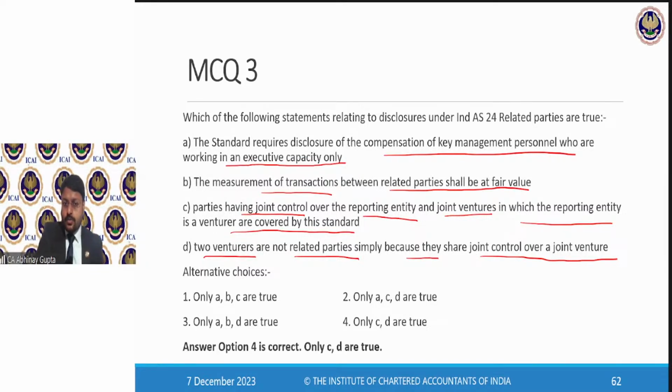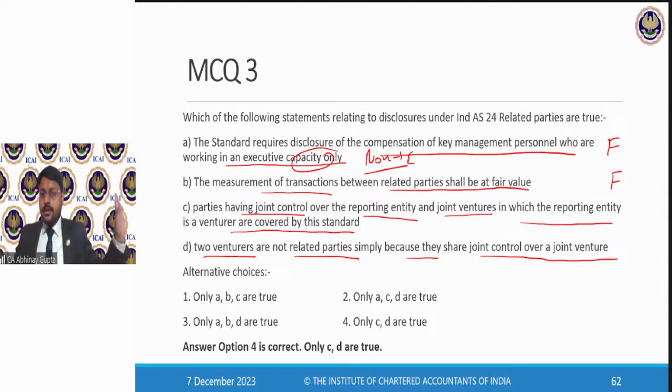So only C and D are true. Why? A and B are not true. Why? Executive capacity only. I said in the start of the chapter that non-executive directors are also covered, right? So this statement is false. The measurement, anyway, we did not discuss anything. So it is deemed false, right? Because the standard doesn't talk about the measurement. So if a standard is silent on the measurement, then any statement related to the measurement is not in the scope of the standard, right?